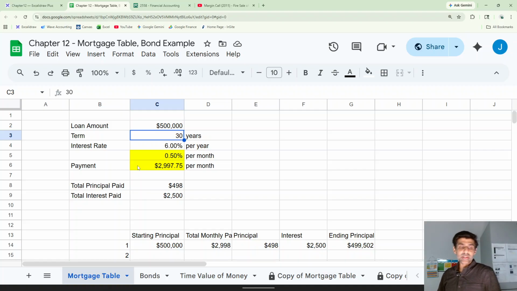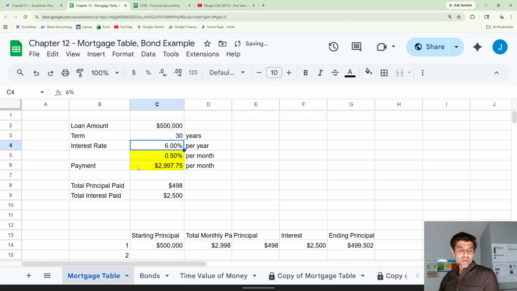So let's just directionally, if I change this to 15 years, is the payment going to go up or down? What do you think? Who votes up? Yeah, up because you're spreading out the payment of that 500,000 over fewer payments. Okay, so let's just verify that. So yeah, it went up significantly. Okay, so let's go back to 30.